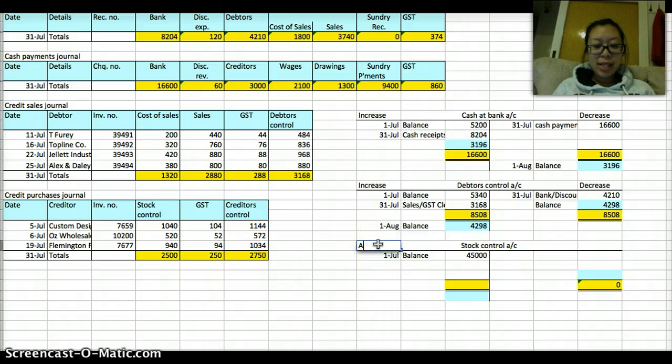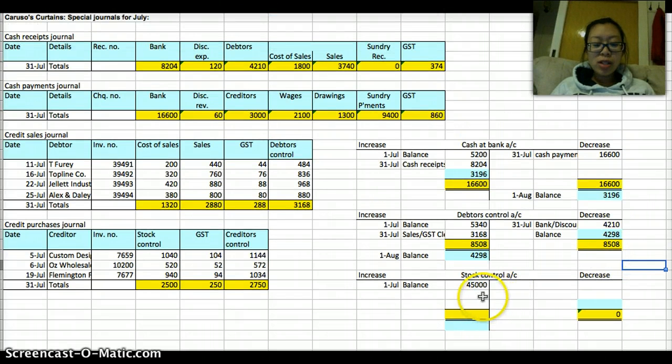Alright, stock's also an asset, so we got increase on the left, decrease on the right. So what increases stock? When we buy stock. So we buy stock here in cash payments, since we're buying stock for cash. Look for the stock column. There isn't one. So I don't think this business actually buys stock using cash. The alternative is buying stock on credit. So we look at purchases journal. We look at the stock control column and it's 2,500 for the last day of the month.